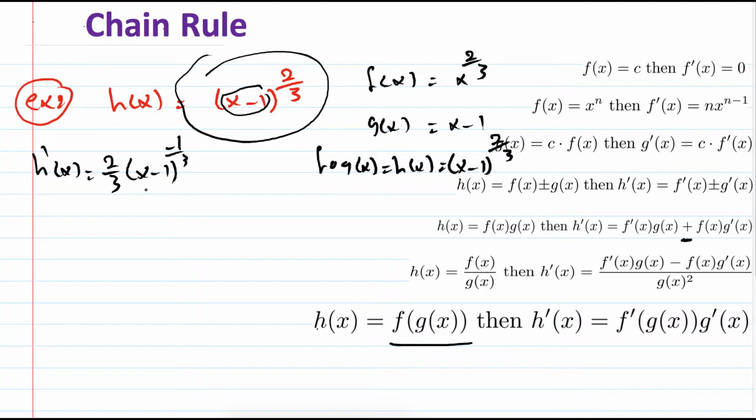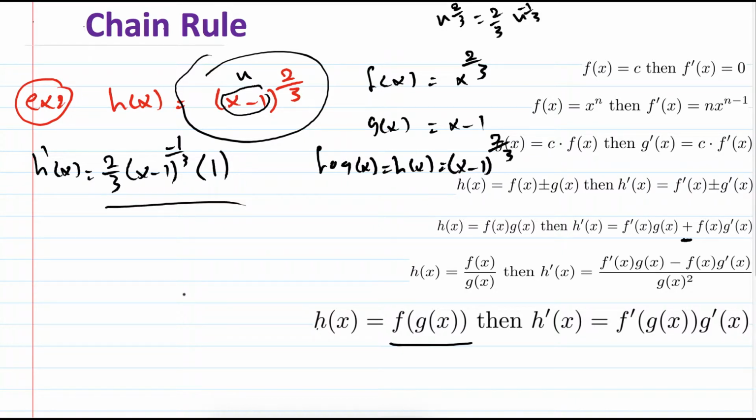If this is too complicated, you can think of x minus 1 as u. Then I will have u raised to a power of 2 over 3. The derivative of this is 2 over 3 multiplied by u raised to a power of minus 1 over 3. u is x minus 1. Then it will be 2 over 3 multiplied by x minus 1 raised to a power of minus 1 over 3. That is the derivative of the mom function, multiplied by the derivative of the baby function. The derivative of the baby function is just 1. Therefore, h prime of x actually equals this.